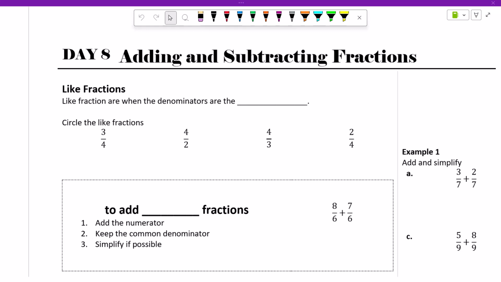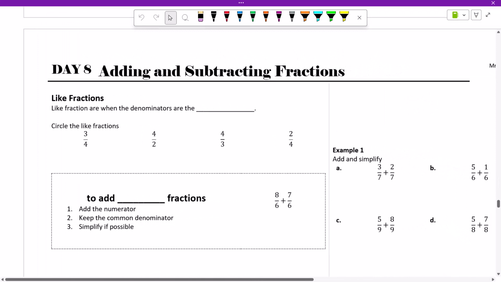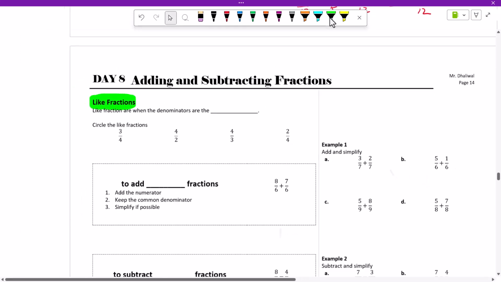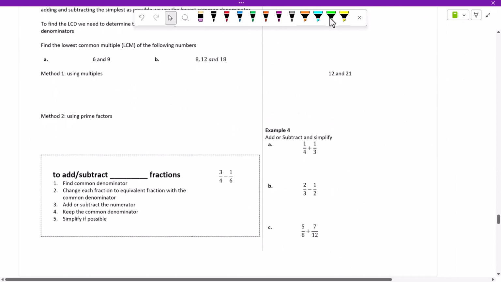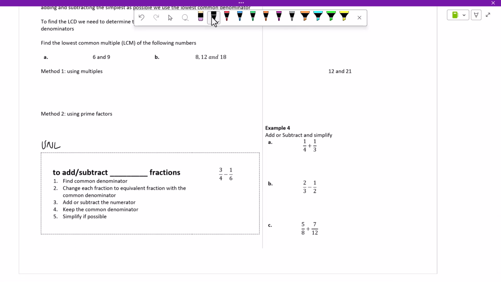Now, there are two situations that fractions show up in. One is called like fractions. The other situation is called unlike fractions. I didn't use the title, so we'll put that title here. Unlike fractions. I will come back to this. This is the back of the second page.